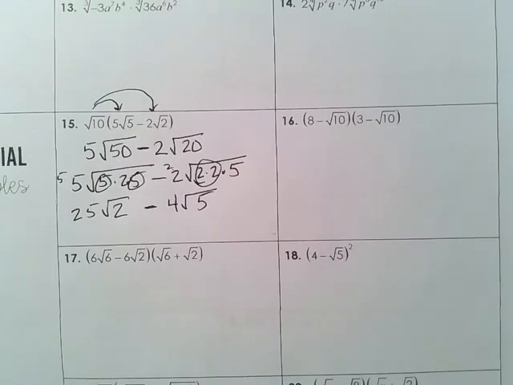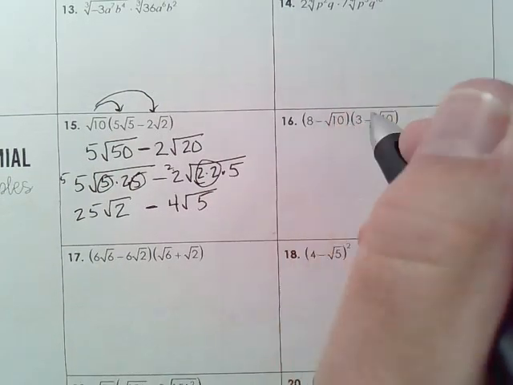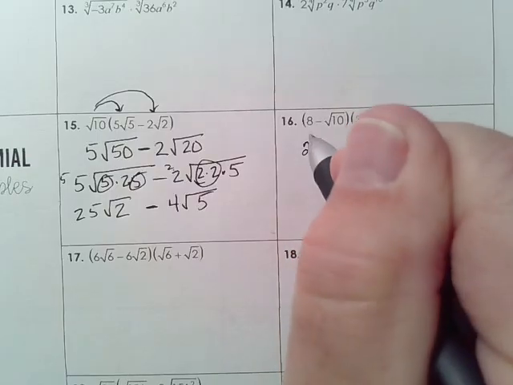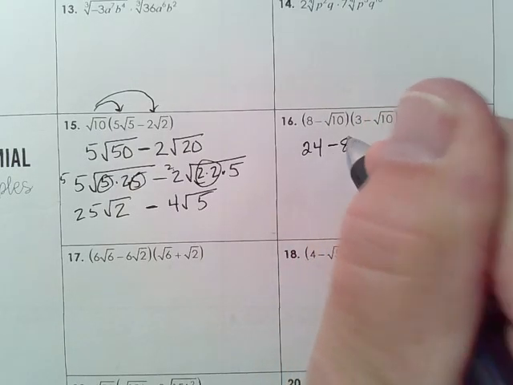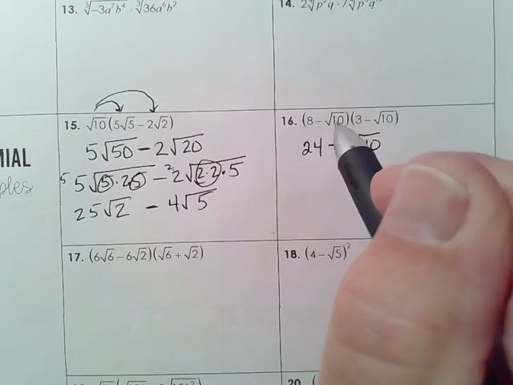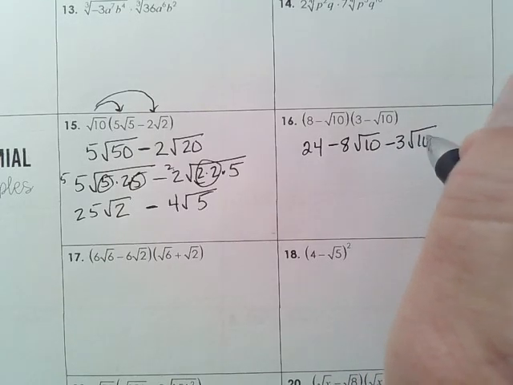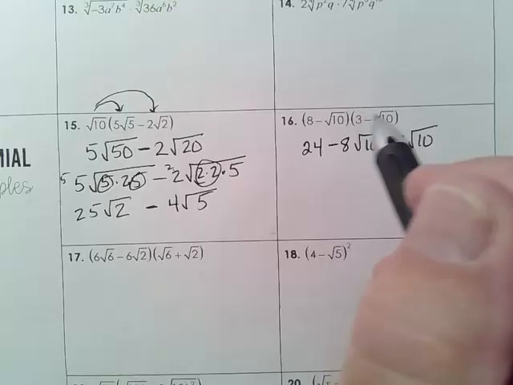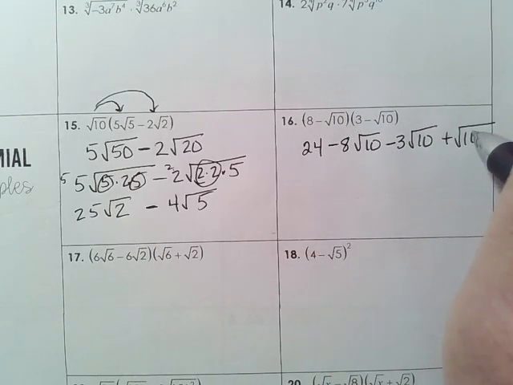Let's look at number 16. It's a double distributive. 8 times 3. 8 times negative 1 radical 10. That's a negative 8 radical 10. In the inside now, negative 10 times 3 is a negative 3 radical 10. And a negative radical 10 and a negative radical 10 is a positive radical 100.